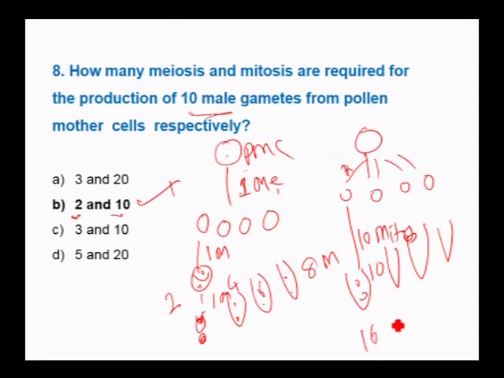16 gametes can be produced by, see, the number of gametes and the number of meiosis are the same. But meiosis up to 16, it is 2 meiosis. Suppose if it is 18, then you have to go for 3 meiosis. Therefore, the answer is B.